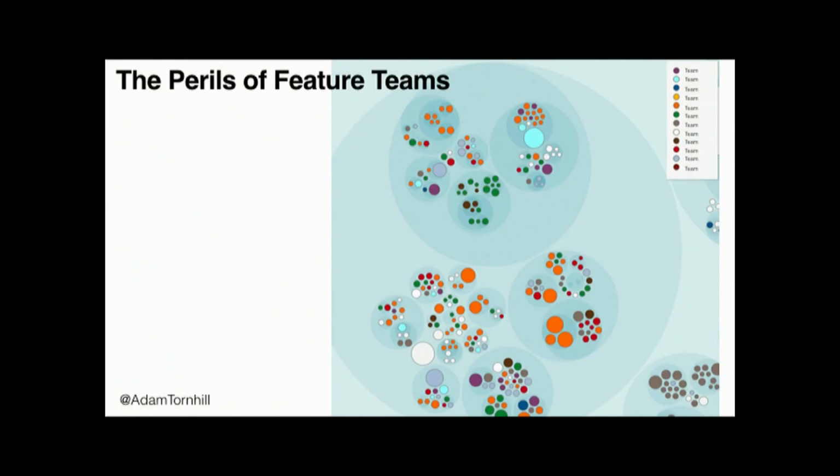This is a real code base, and this is an organization that decided to move to feature teams. So they basically took the organization and split it into 12 different teams. Here's what their contribution patterns look like. And you have to look really, really hard to see some pattern there.